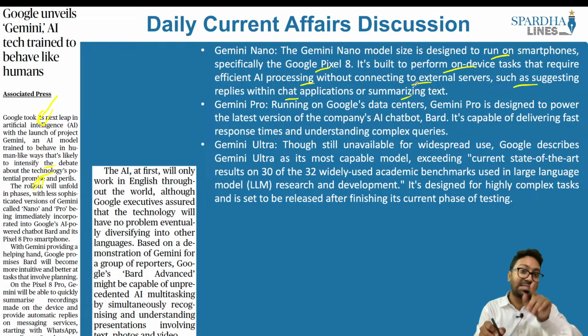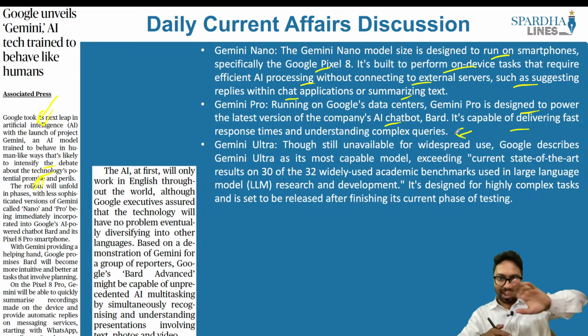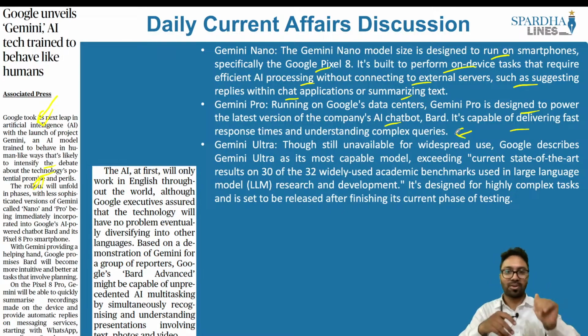Then we have Gemini Pro, running on Google's data centers. Gemini Pro is designed to power the latest version of the company's AI chatbot Bard. It's capable of delivering fast response times and understanding complex queries. So for all of you who require answers for writing a code, or for example a mathematical model, you will have Gemini, which will be able to answer all the queries.